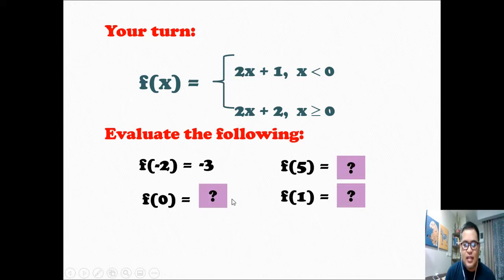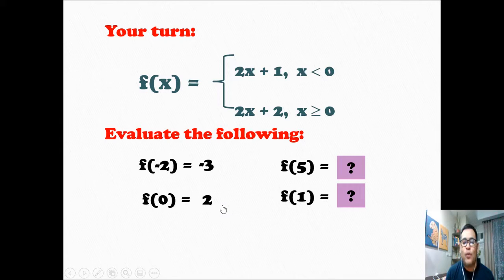Okay. Next, f of 0. Is 0 less than 0, or is 0 greater than or equal to 0? Okay, correct. So you have to substitute it in 2x plus 2, because it says that x is greater than or equal to 0. So 2 times 0 is equal to 0, plus 2. 0 plus 2 is equal to 2. Did you get the answer? What is the answer? Okay, positive 2. So let's check if the answer is correct.